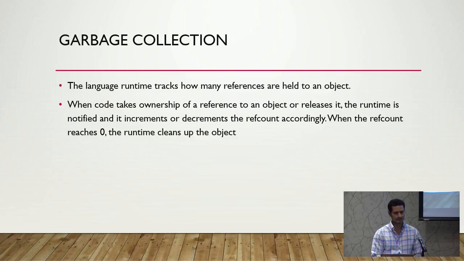So garbage collection is where the language runtime tracks how many references there are. I will show you the code also, so you will get an idea of what I'm talking about. Just keep in mind that this thing happens. When code takes ownership of a reference to an object or releases it, the runtime is notified and it increments or decrements the reference count. As I mentioned, when the reference count becomes 0, it becomes a candidate for the GC, garbage collection.